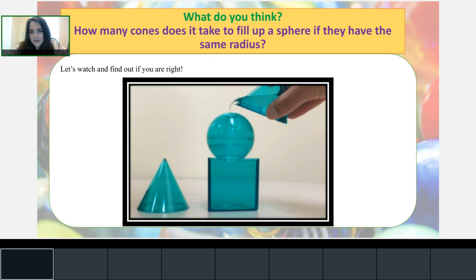Okay, so how many cones does it take to fill up a sphere if they have the same radius? Let's watch. And in order for me to do this, I'm going to have to share my screen with you. It'll just take a second.